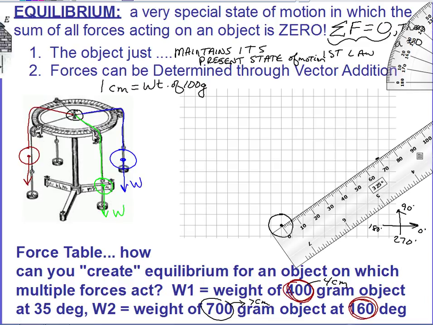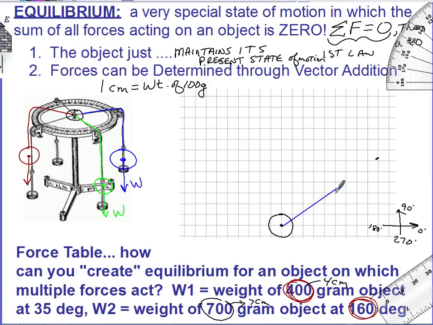Okay, so I got my ruler in place. I'm going to go ahead and draw a 4 centimeter vector, and it's going to be pointed right there. Add a little arrow to it to indicate direction, and let's just, for grins, label that with the weight of 400 grams at 35 degrees.